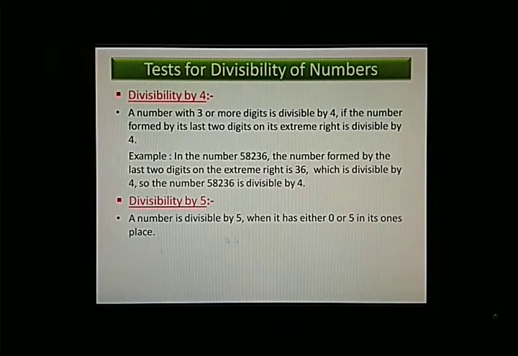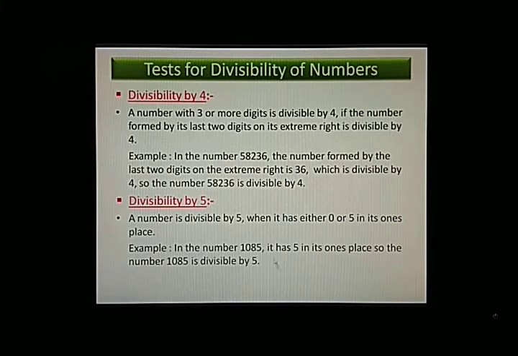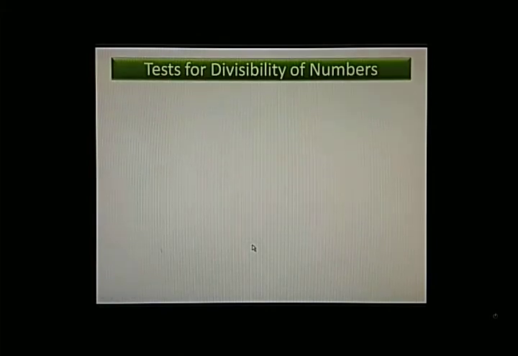So in case of 5, the ones place value has to be either 0 or 5. Let us see one example: 1085. You can see in the ones place value there is 5. So obviously this number is divisible by 5. Now moving on, next is divisibility by 6.